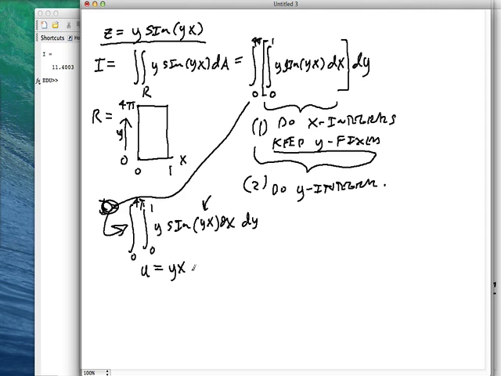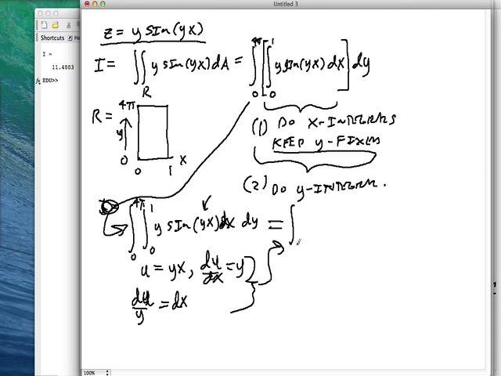I also see a y on the outside, so it motivates me to do a u substitution. u equals yx, and what I want to do is go du dx. Taking the derivative with respect to x there, I should just get y, and that means du over y equals dx. And so putting all that together, the outside integral stays the same, 0 to 4 pi, and the inner integral then becomes something else.